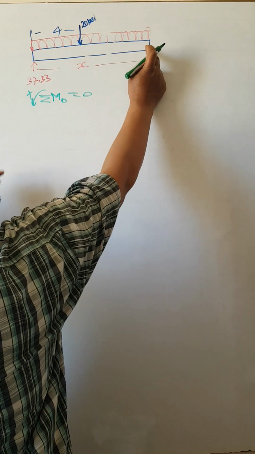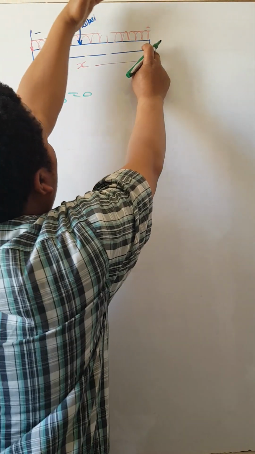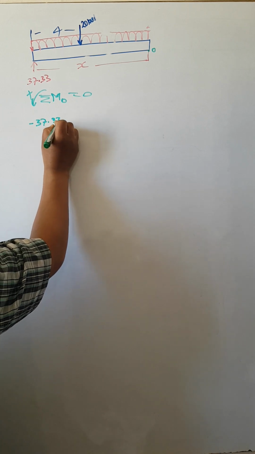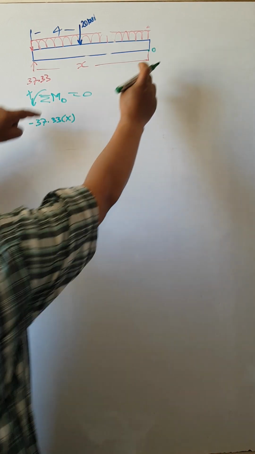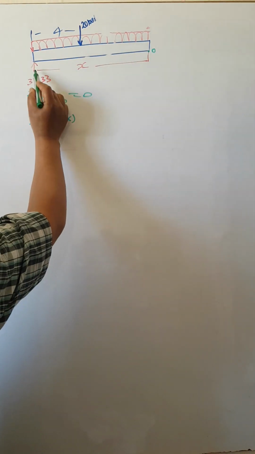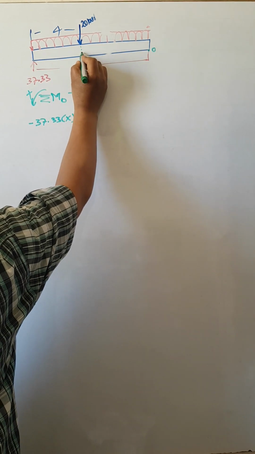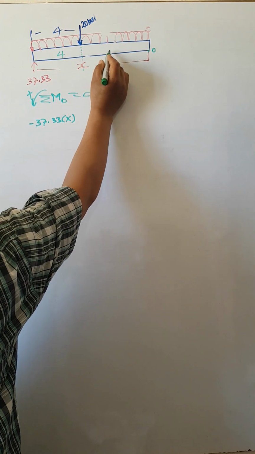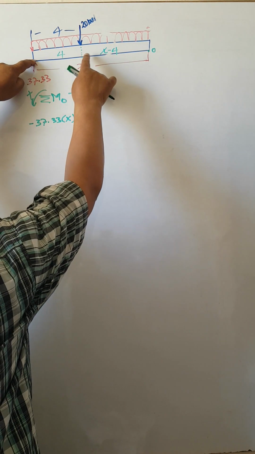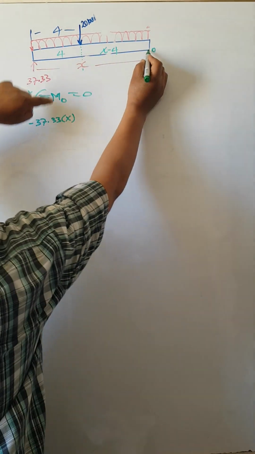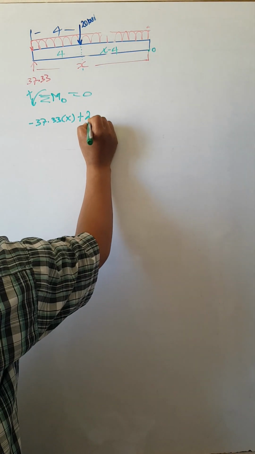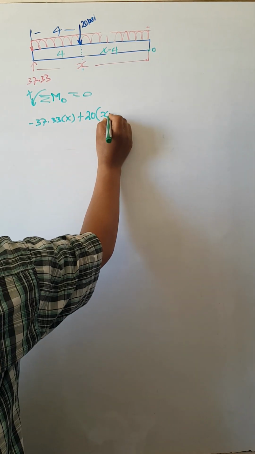The moment here tends to rotate clockwise, so this is negative 37.33 times x. This load tends to rotate counterclockwise, but from here to here it's 4 meter, and from here to here it's x, so this is 4 meter and this is x minus 4. Since it rotates counterclockwise, this is positive. Our force is 20 kilonewton times distance x minus 4.